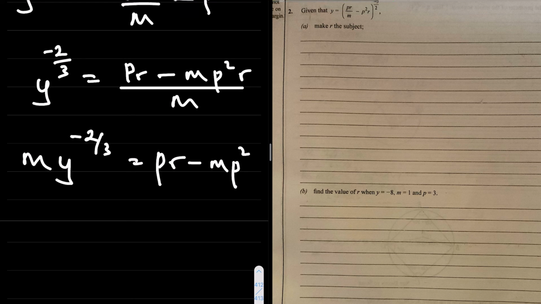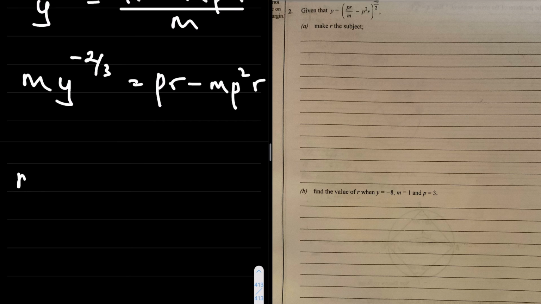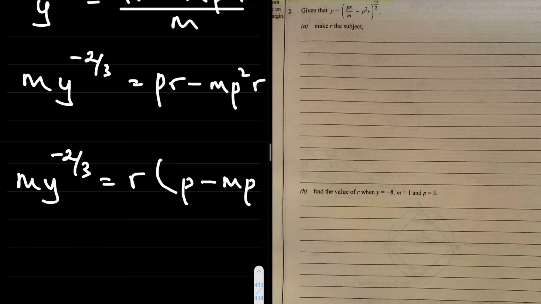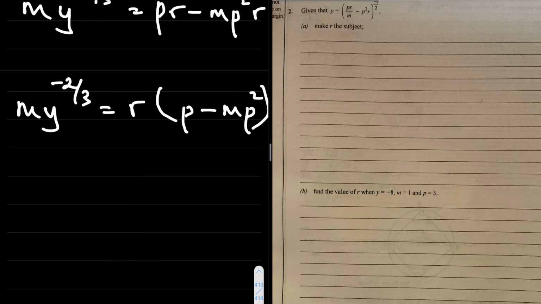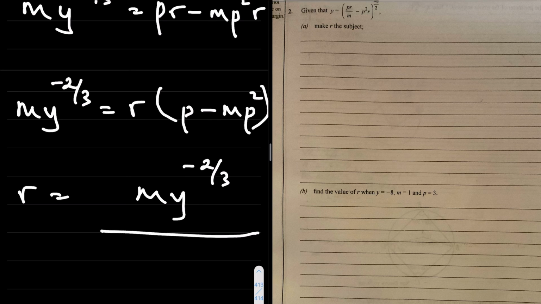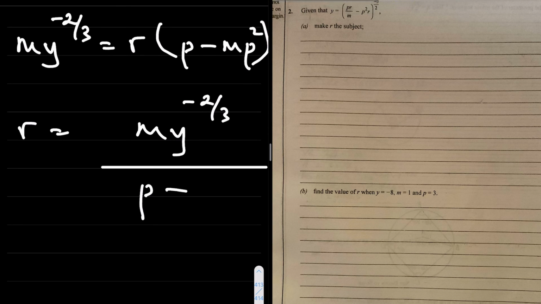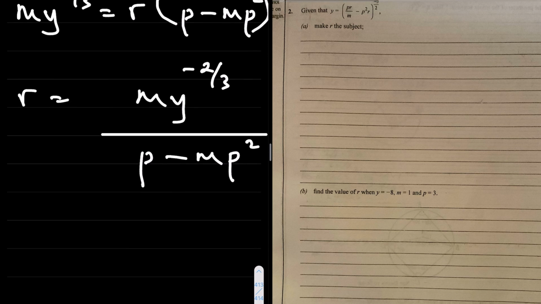minus m p squared r, which is the same as my raised to power minus 2 over 3 equals, we can factor r out of the right hand side to have p minus mp squared. That's r into bracket p minus mp squared. Now if I divide both sides by p minus mp squared, r will now be equal to my raised to power minus 2 over 3 all over p minus mp squared. And that is r.